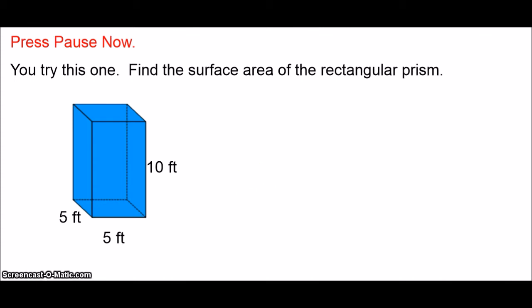Okay, now you're going to try this one on your own. So please press the pause button now and draw this picture and find the surface area of this rectangular prism. When you've finished, you can hit play again and see if you were right.